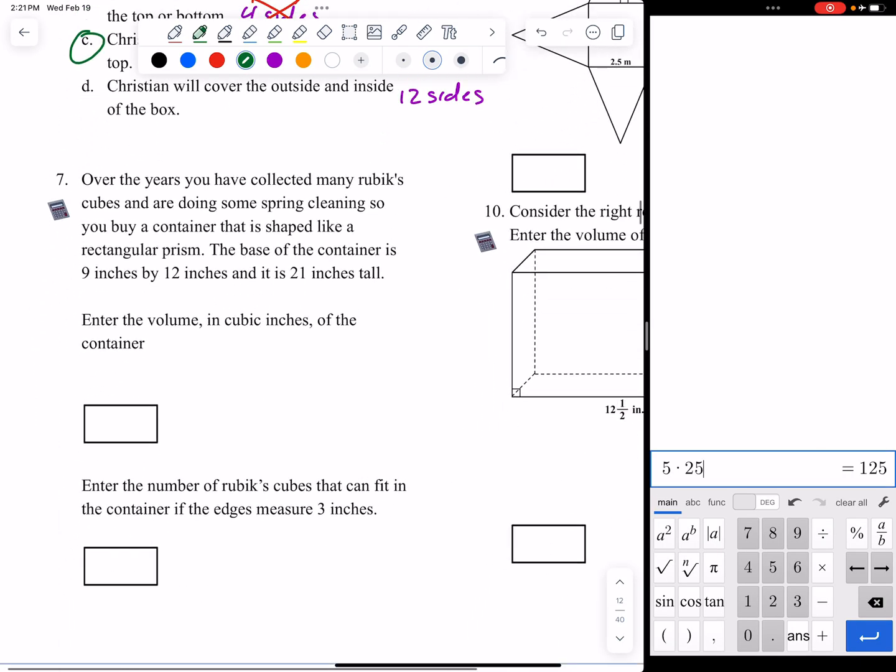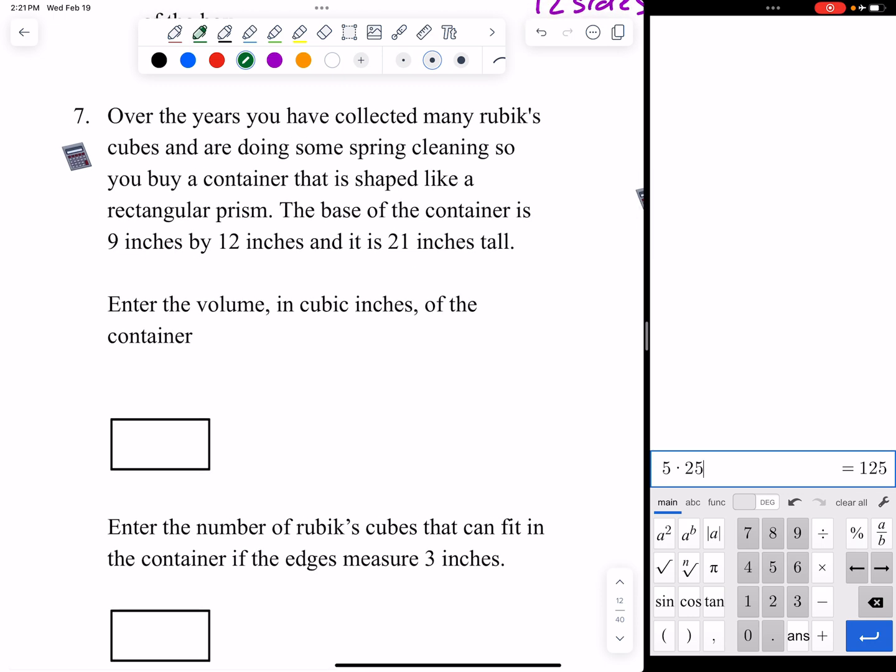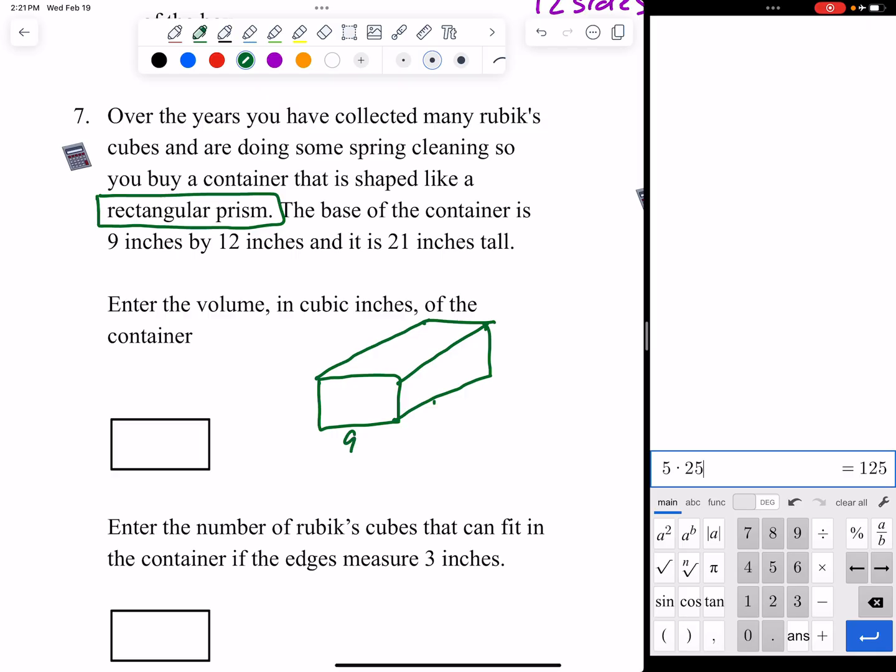I got a 2-part question here. So over the years, you have collected many Rubik's Cubes and are doing some spring cleaning, so you buy a container that is shaped like a rectangular prism. Okay, so before I do anything in geometry, I always like to draw what they tell me. And in this case, it's a rectangular prism. So basically like a cereal box, right? Any type of box. Okay, the base. It is 9 by 12.